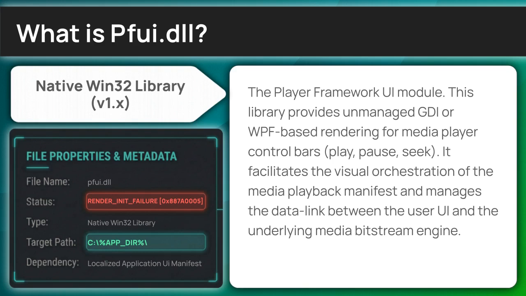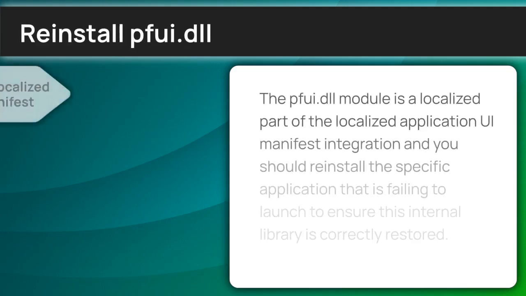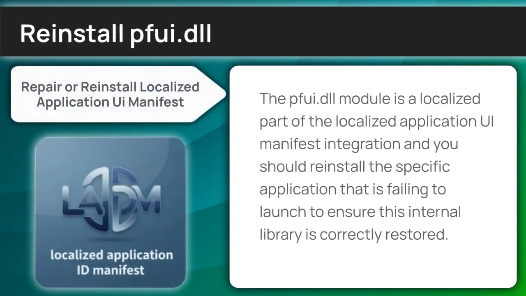Now let's dive into the solution, starting with a standard reinstallation. The Pfui Library DLL module is a localized part of the Localized application UI manifest integration, and you should reinstall the specific application that is failing to launch to ensure this internal library is correctly restored.